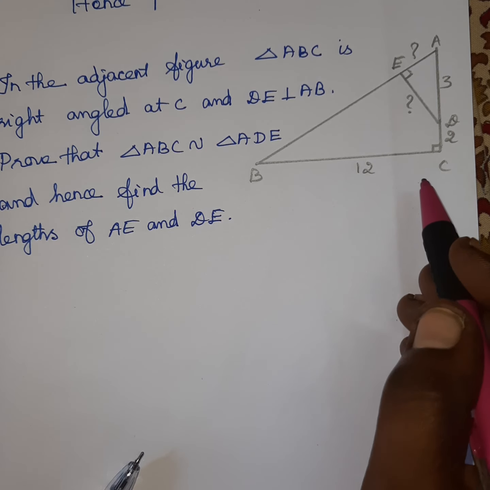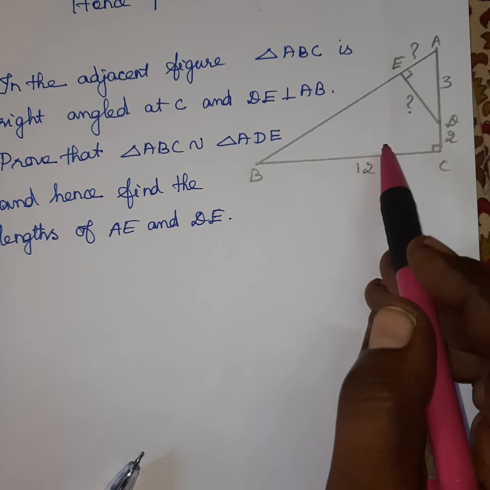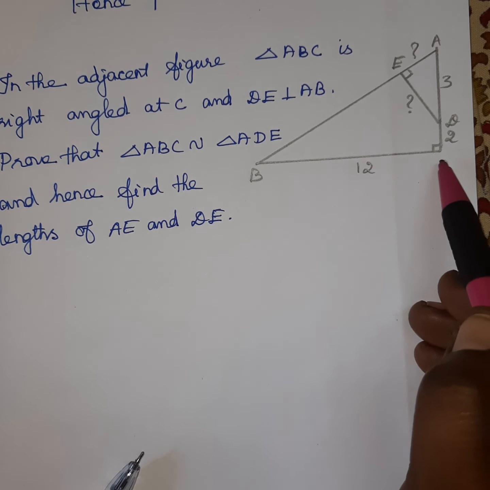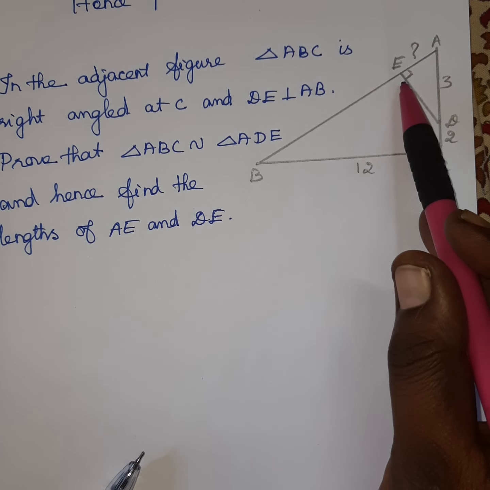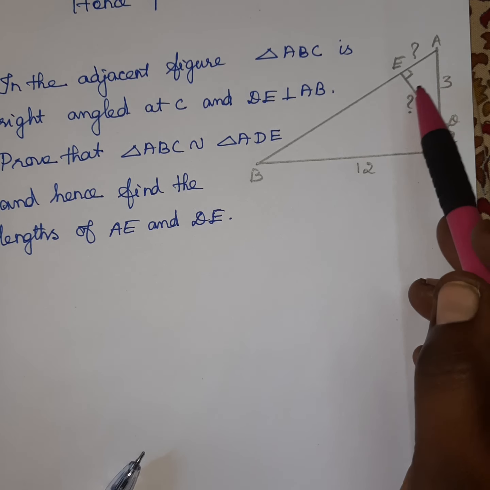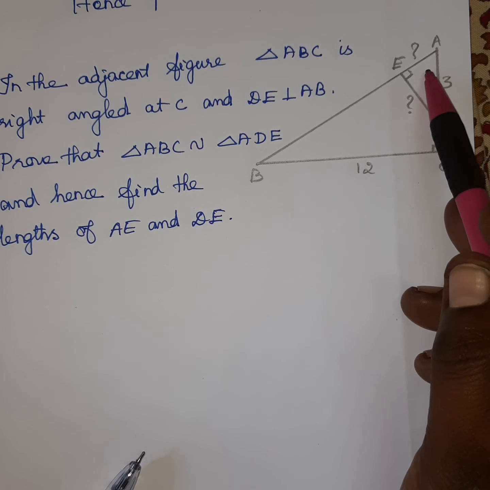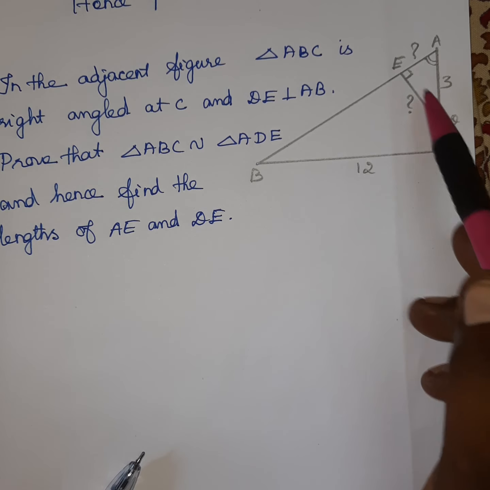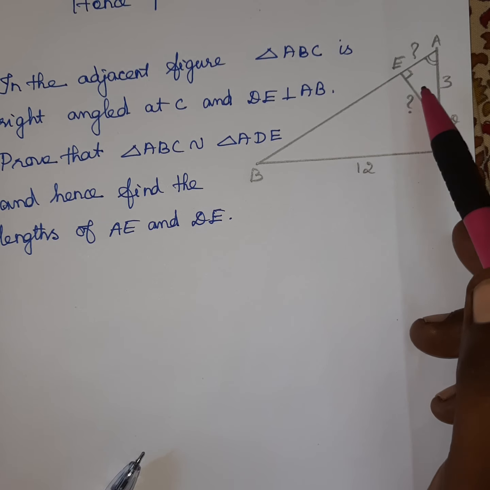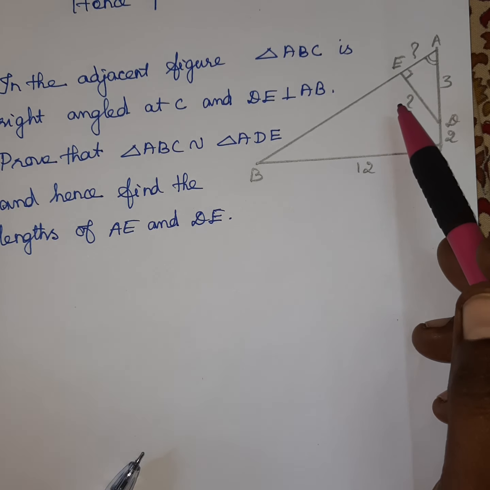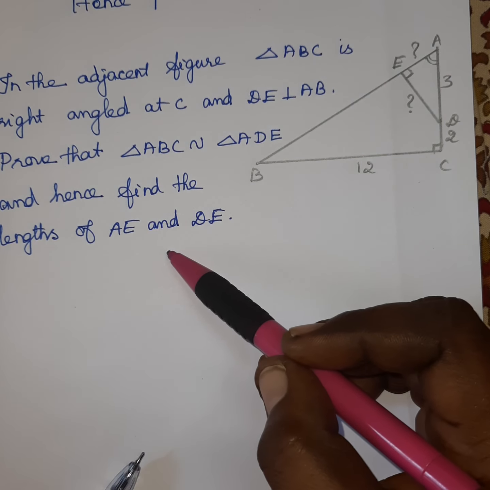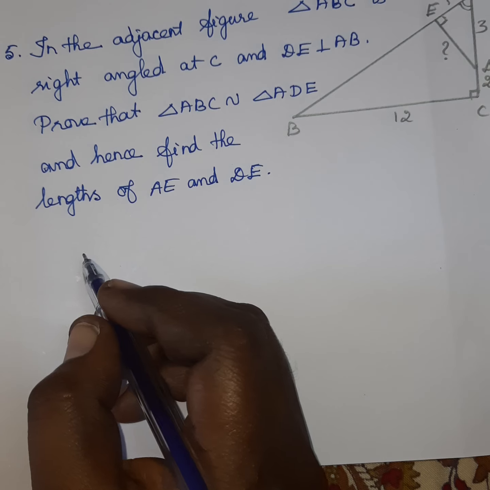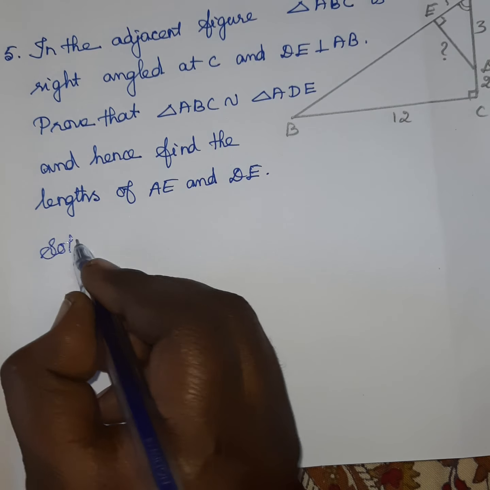For that we can use this diagram. In this angle C is 90 degree and angle E is 90 degree. Also in both triangles, angle A is the common angle. Since angle A is common, we can say using the AA criteria the triangles are similar. It is easy. Then we have to find the length of AE and DE. We can start the solution.